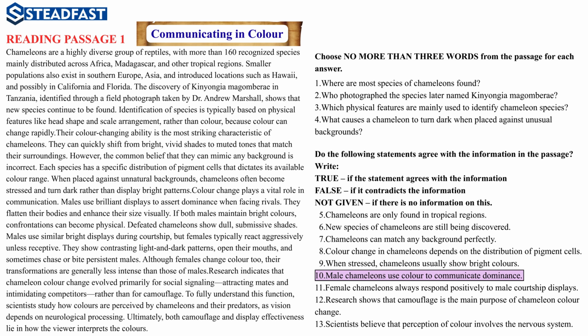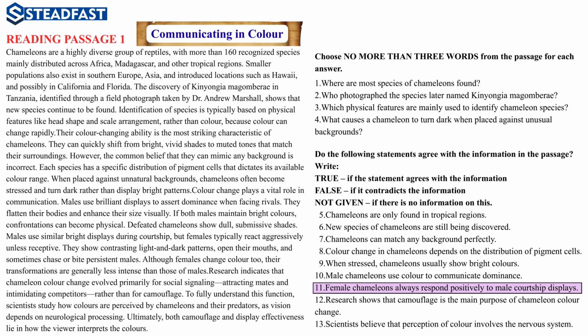Male chameleons use colors to communicate dominance. In paragraph 3, look for dominance or male. It explains that males use brilliant displays to assert dominance and flatten their bodies to appear larger. Here, bright colors are used to show dominance. This directly supports the statement. So the statement here is true. And the question 11.